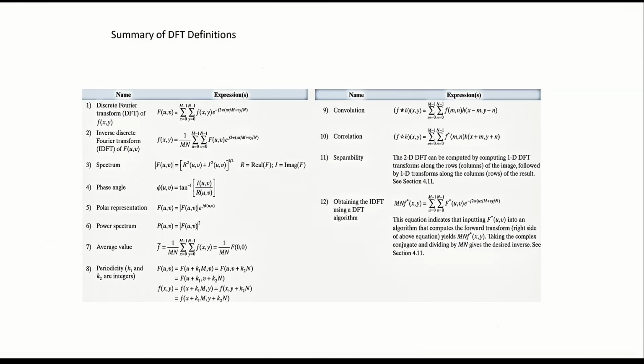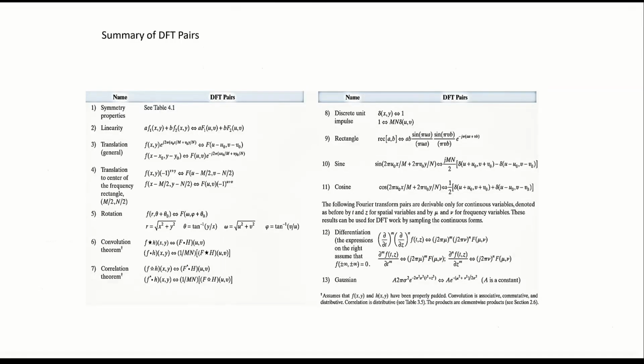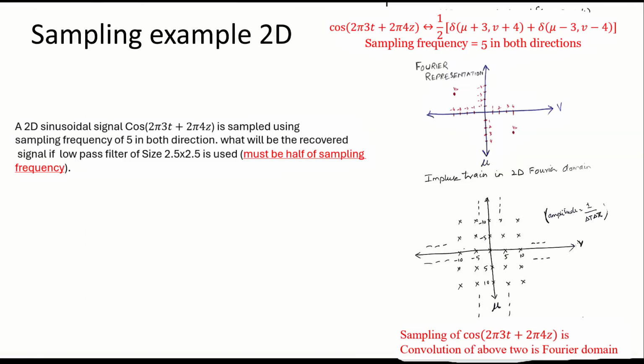These are some of the definitions we already covered. Even if we covered them or not, you have to consider them on this. I'll just leave it. There are some other DFT pairs. Some of them we did not derive, and some are different. Again, go back to the sampling example that we did. In the sampling example, if you remember, we said what aliasing means.